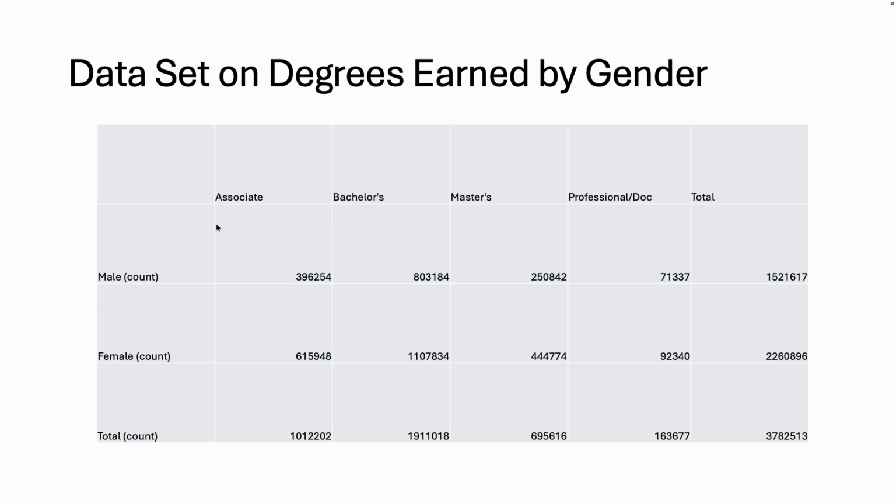But what we can say now, maybe not with definity, is that there is evidence to support that there is a difference between degrees earned based on gender. We can make that statement now instead of just saying, well, it looks like there could be. Now we can say the evidence supports that, and that's what this test allowed us to do. Okay, and that's the basis for that.